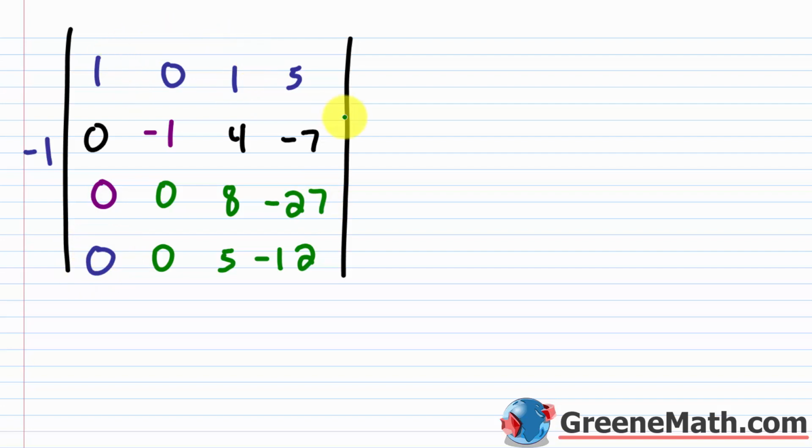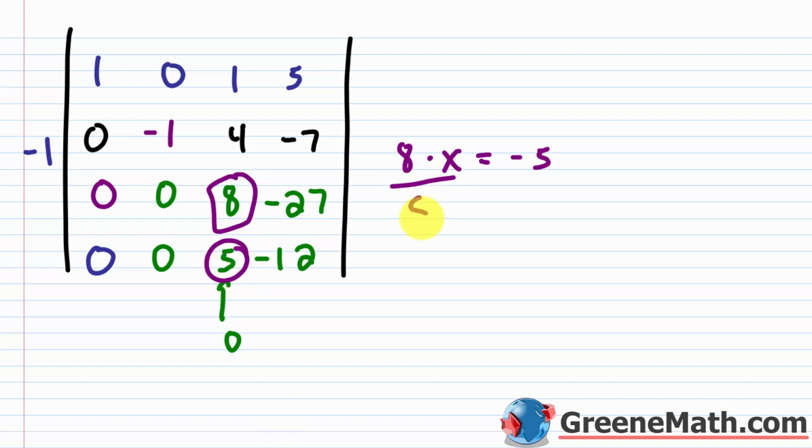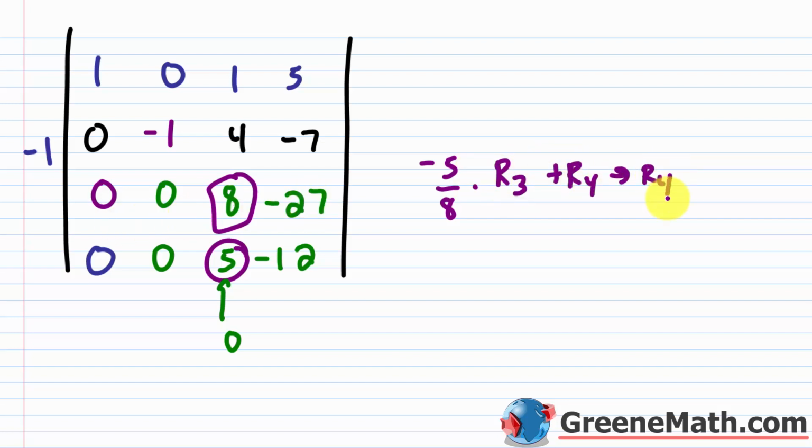So what you're going to have to do is use row 3 here. So I'm going to figure out what I need to multiply row 3 by so that when I add row 3 to row 4, this guy ends up being a 0. So in other words, 8, this entry right here, times what, let's just say it's x, is equal to negative 5, which is the opposite of that number there. So if I divide both sides by 8, I find that x is negative 5/8. So I would say negative 5/8 times my row 3, this row right here, plus my row 4. That's what I'm going to replace row 4 with.